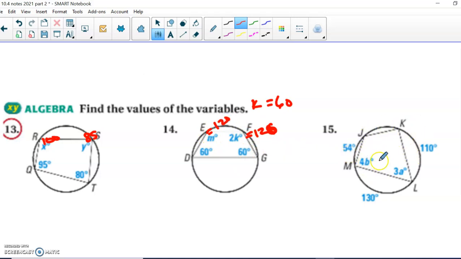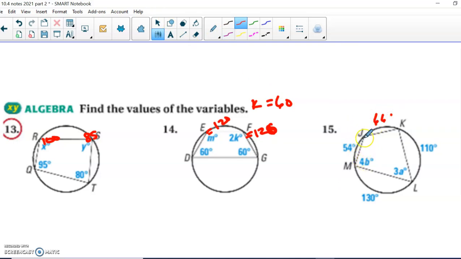All right, here's another tricky one. First thing I will maybe do is find this missing arc. I know a whole circle is 360. So I'm going to take 360 minus 54 minus 110 and minus 130. So it looks like our missing piece up here is going to be 66 degrees.